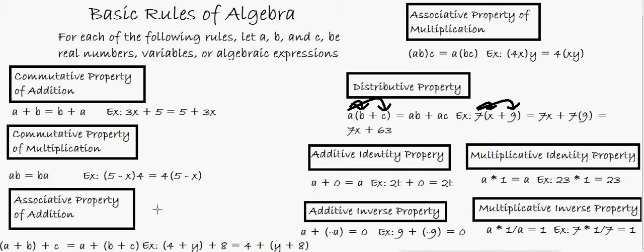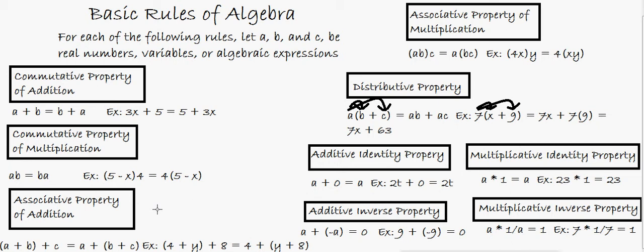The first basic rule is the commutative property of addition. The commutative property of addition says that A plus B equals B plus A. Or essentially, we're just reversing the numbers. In our example, 3x plus 5 equals 5 plus 3x.